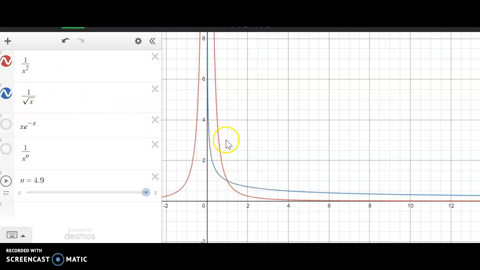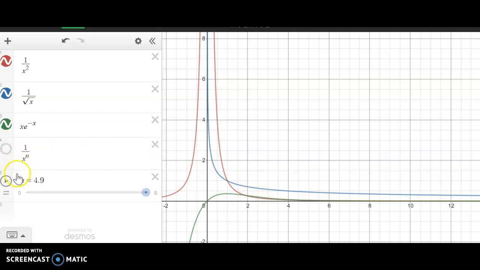1 over root x. Notice it's got a similar shape. They actually hit each other at 1, but then you see that the blue curve is above the red curve. So say the red curve was a number, the blue curve would be a bigger number. Then I've got x e to the negative x. That's this green one. It looks like it's probably smaller than the red, but we can't really tell because it goes over at some point.